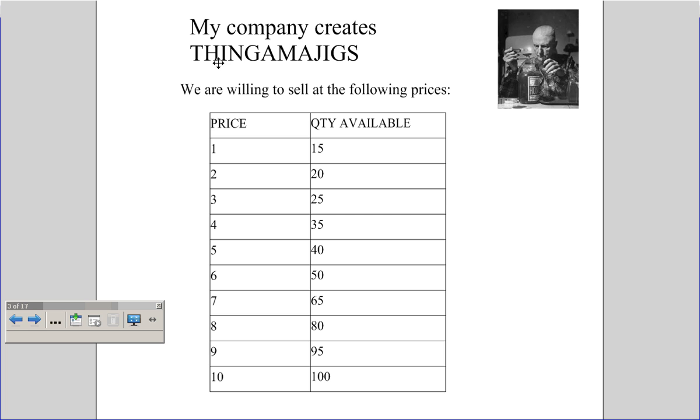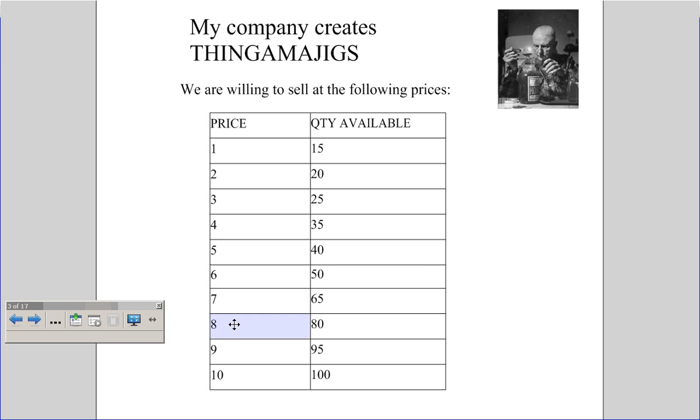Well, our company we did in class was the Thingamajigs, and we found out that we as a company were willing to sell 100 of our items as long as we got the price of $10 per item. But if we only got $1 per item, we weren't as willing to sell that number because we weren't going to make as much money. So again, as a company, you're looking to see how many of your product are you willing to sell at what price. And your job as a company is to try and sell at a higher price.